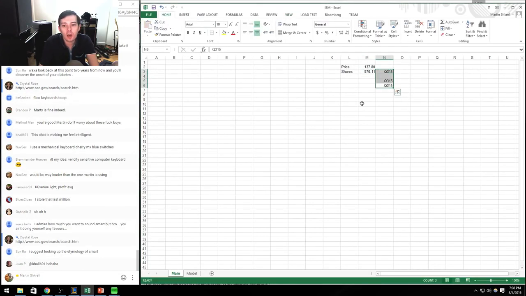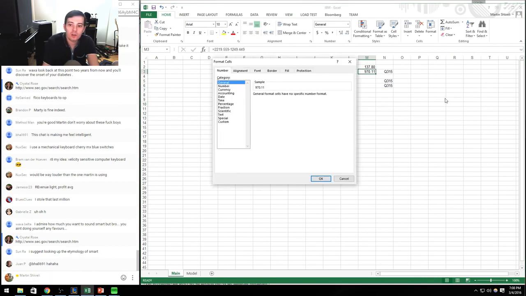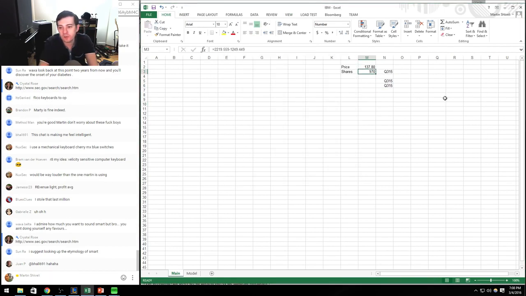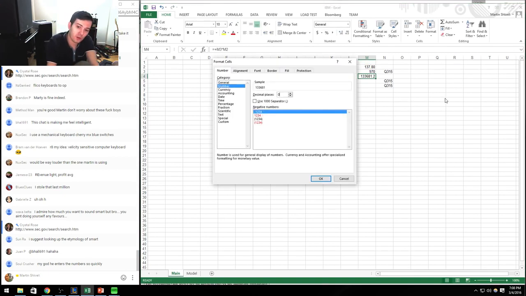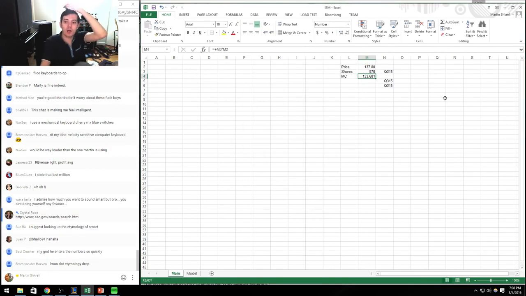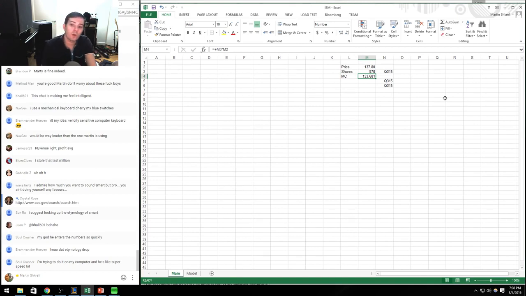So the market cap is obviously the product of multiplying the two. There's 970 million shares. So the total value of the company is those 970 million shares times the price per each share, which is 137. And so the value of the company is $133 billion, which is, what is that, about 1/5 of Apple. So Apple could buy IBM pretty easily.